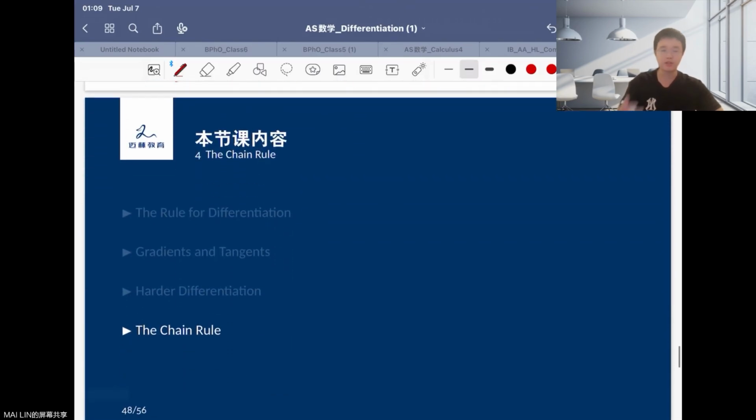Okay, that's it for today's lesson. I hope you understand the harder differentiation, and how to calculate this is very important. Sometimes the power equals a negative value or a fraction, and they are very important for us to remember.